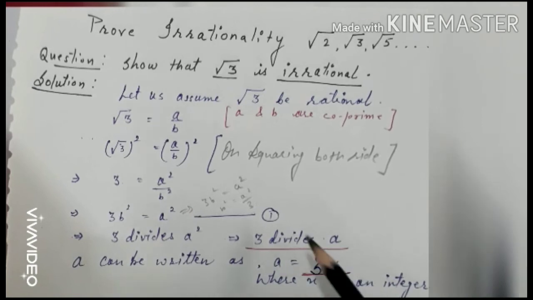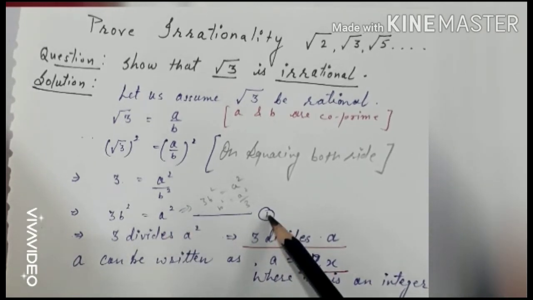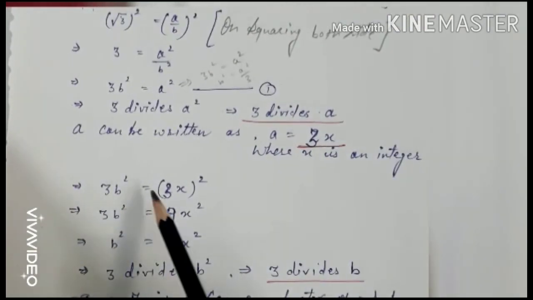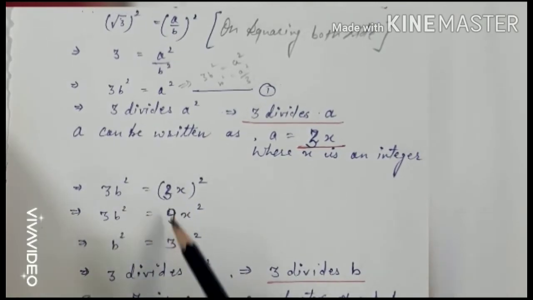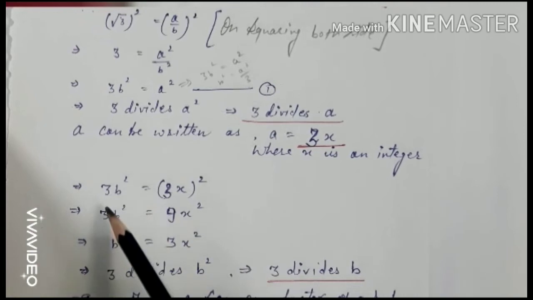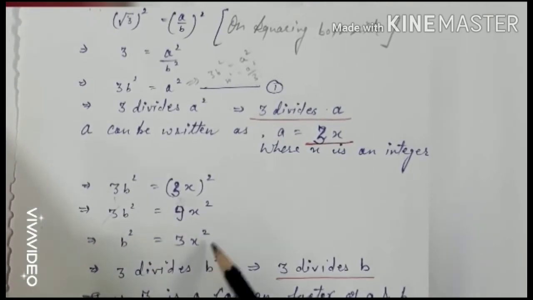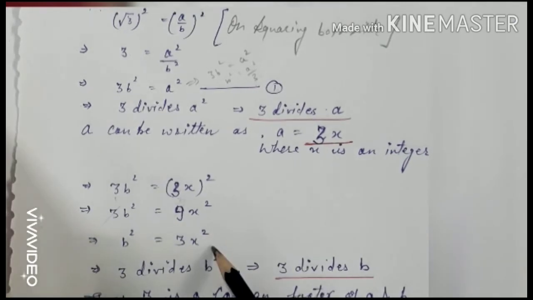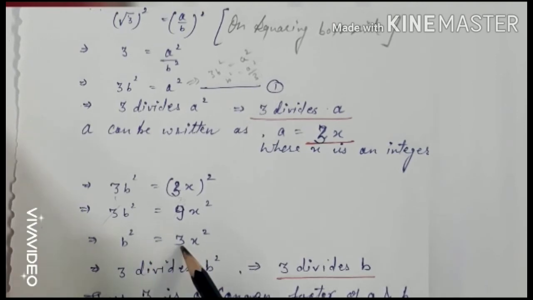Now a equals 3x, this is your first equation. We will put the value of a here. So it becomes 3b square equal to 3x whole square, which is 9x square. Solving this, b square equal to 3x square. Now if b square equal to 3x square, that means b square is divisible by 3. If b square is divisible by 3, that means b is also divisible by 3.